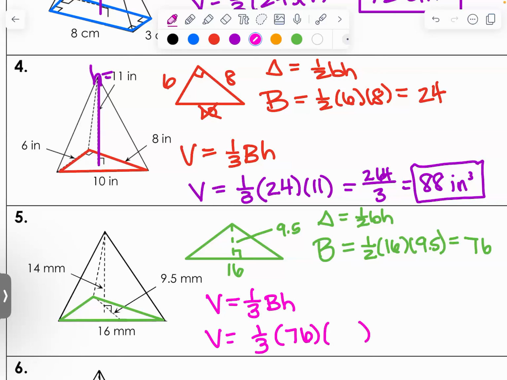Oh no, what's my height? Okay, remember, we're looking for the line that connects the pointy vertex all the way down to the triangle base. So it's 14.